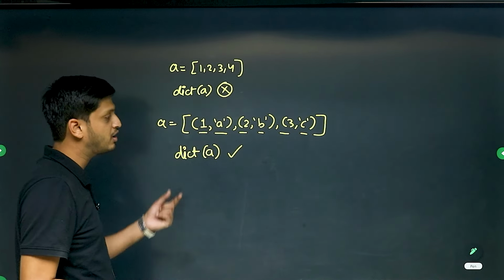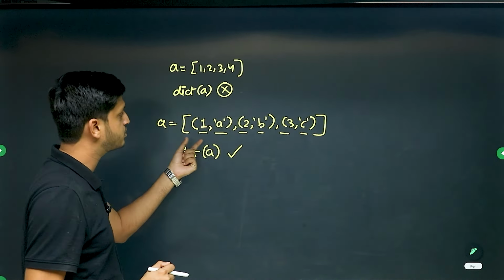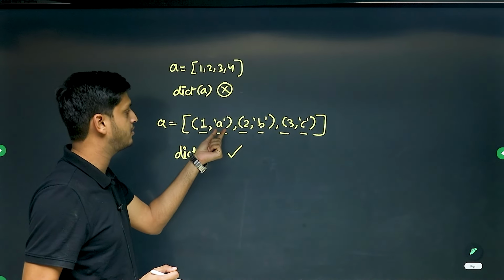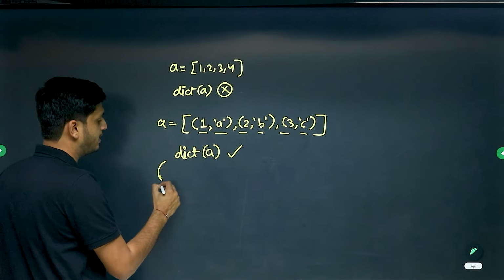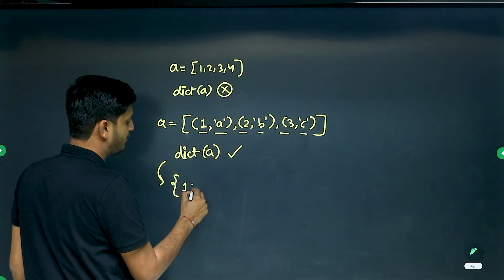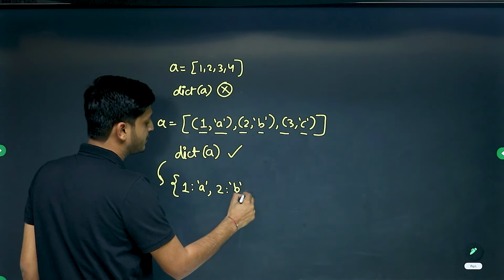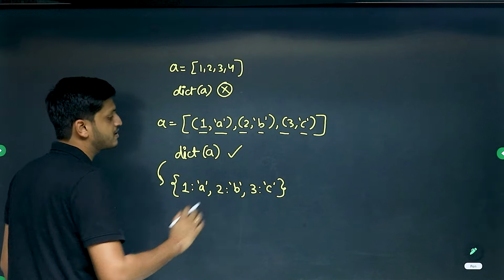So by default, if you are giving an iterable with tuples, that can be converted into a dictionary because the compiler will automatically take the first value of the tuple as key and the second value as value, key value like that. So here a dictionary will be created with key as 1 and value as the string A, then key as 2 and value as the string B, then key as 3 and value as the string C, like that. Okay, automatically this dictionary will be created.